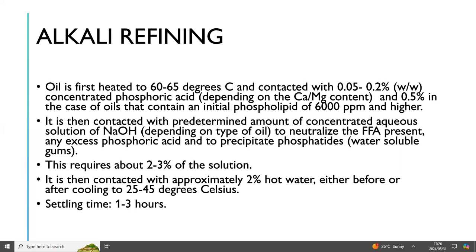So during the settling time, what happens is that your sodium hydroxide will react with the free fatty acid and the extra amount of phosphoric acid there, and also it will precipitate the gums, right? So these ones will settle to the bottom of your neutralizer if it's a batch process, right? So after that settling time, you'll then drain that water and the soap. Then you remain with the neutral oil.